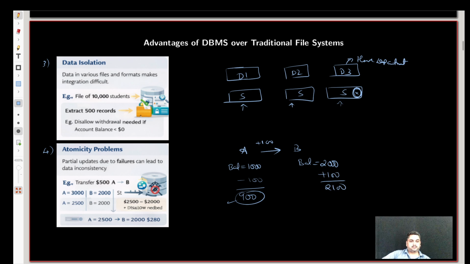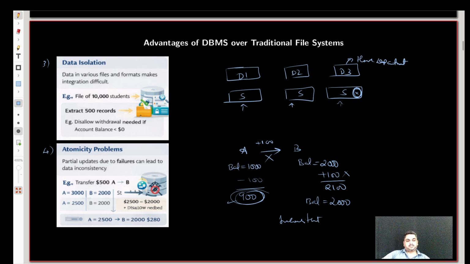Now suppose that in the middle of the transaction it failed due to some crash. At this point the balance at A is 900, but due to the crash there is no update here. This update has not happened, so the balance is still showing 2,000. That means the results are inconsistent. The database is in an inconsistent state, and this should not happen.